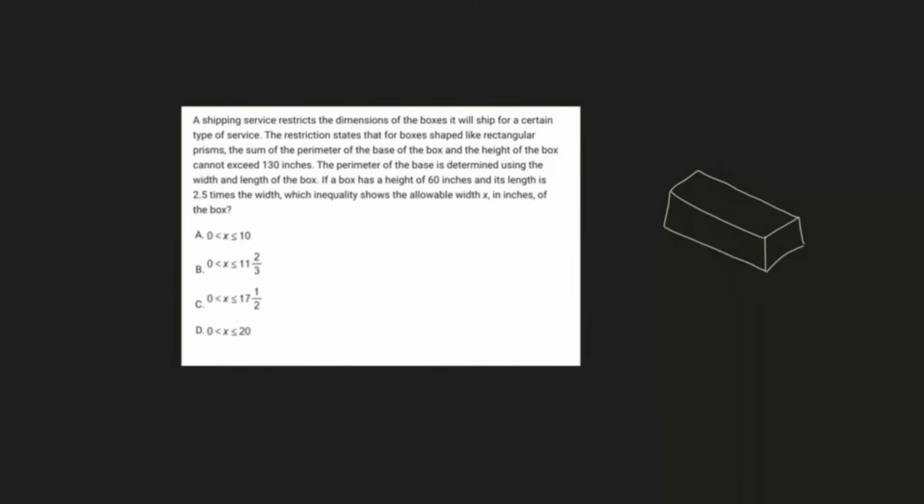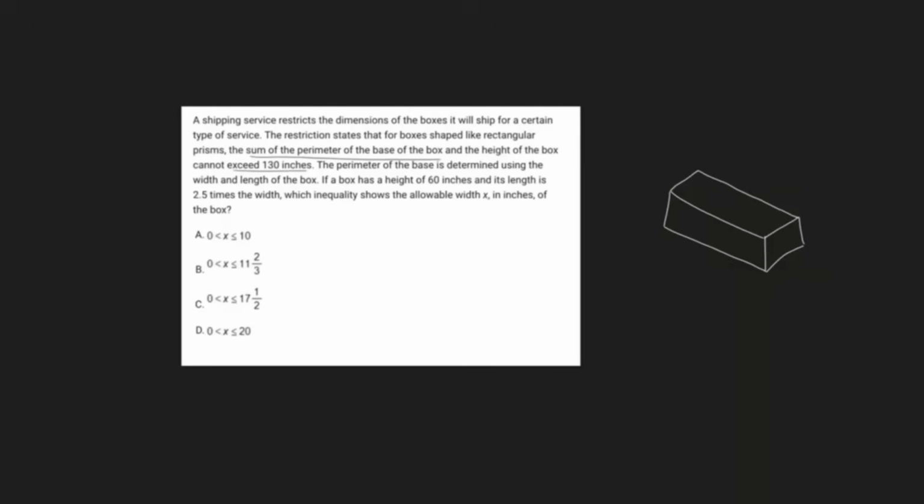A shipping service restricts the dimensions of the boxes it will ship for a certain type of service. The restriction states that for boxes shaped like a rectangular prism, which I've drawn out here, it's a pretty good drawing actually, the sum of the perimeter of the base of the box and the height of the box cannot exceed 130 inches.